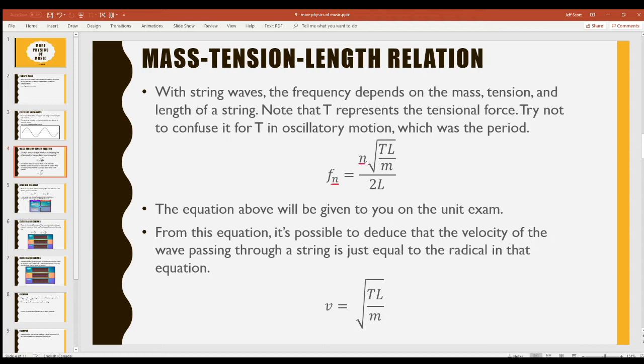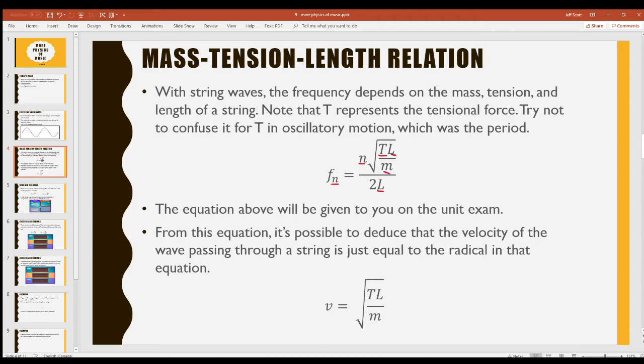So again, I want to remind you, the n that you see here is your harmonic number. So if it was the first harmonic, n would be 1. If it was the second harmonic, n would be 2. T, of course, is the tensional force stored in that string. So in other words, how tight is it? If this was on a guitar, for instance, the tighter you tighten the strings on the guitar, the higher the tensional force. L is, of course, the length of that string, and m is the mass of that string as well.